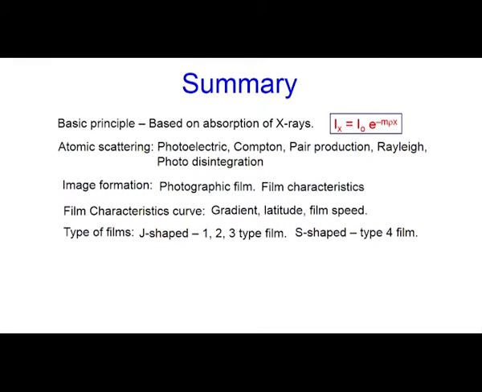And then we talked about intensifying screens, which are used for enhancing the quality of the image and also to filter out the scattered radiation. And in that we saw that there are two types of intensifying screens, metal screens and fluorescent salt screens.